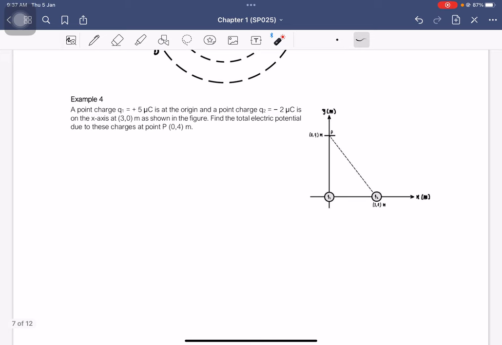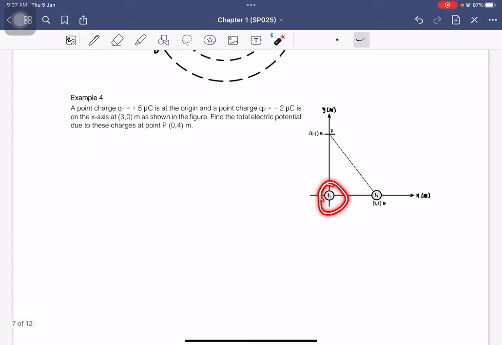Okay, so let's look at example number 4. A point charge Q1, which is this one here, is at the origin, and a point charge Q2, negative 2 microcoulomb, is on the x-axis at the coordinate of 30 meter. So we have to find the total electric potential due to these charges at point P here. Okay, so this is just a scalar quantity. So we just have to find the magnitude of electric potential.